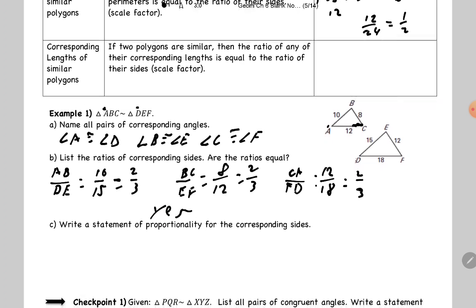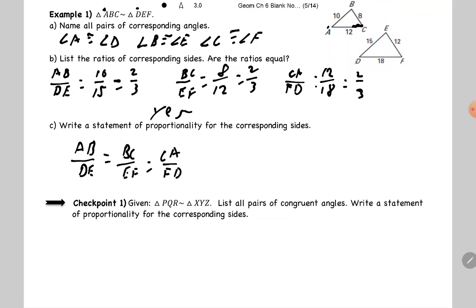Write a statement of proportionality for the corresponding sides. In this case, we would say AB over DE is equal to BC over EF, which is equal to CA over FD.